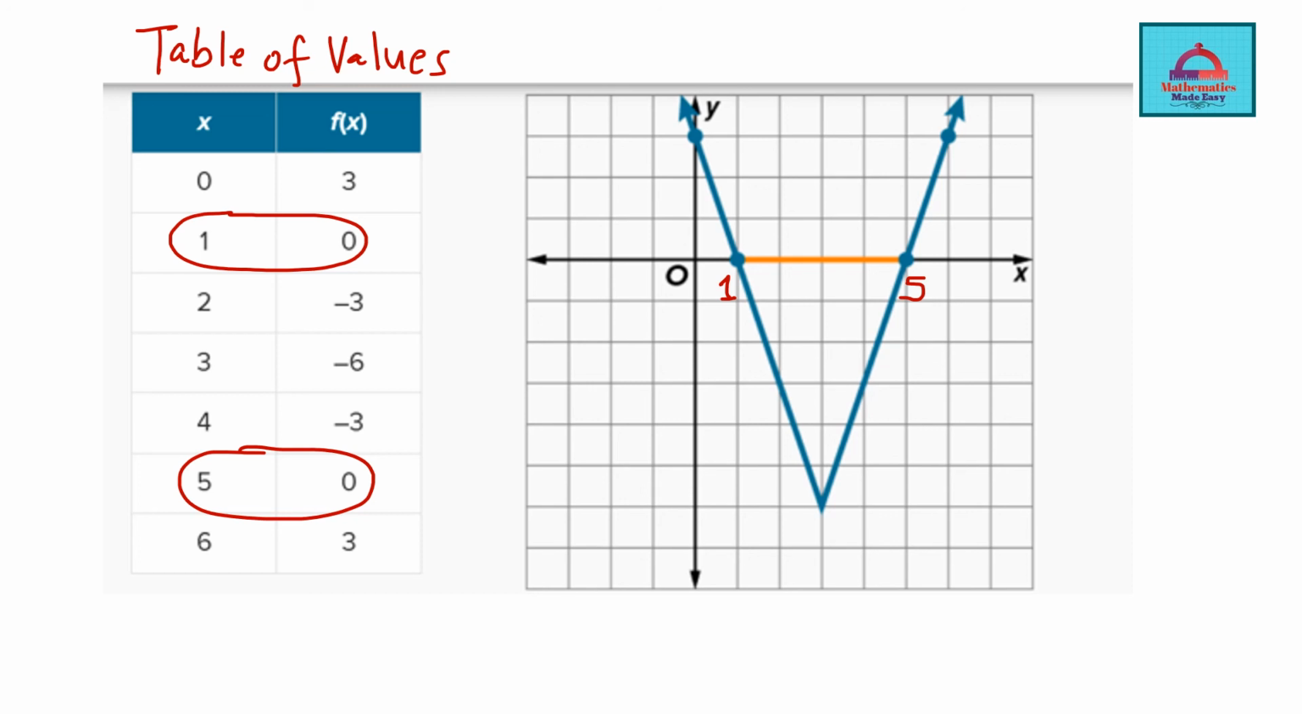Now if we go back a little to the question, the inequality was less than or equal to. So if equal to is there, we'll have a closed dot, meaning the endpoints are included. So x equal to 1 and x equal to 5 are going to be a part of the solution set. And because the inequality is less than or equal to, all the points of x which are between 1 and 5 are included. So x equal to 1, x equal to 5, this orange line in between denotes the solution set. So this is how you do the graph.